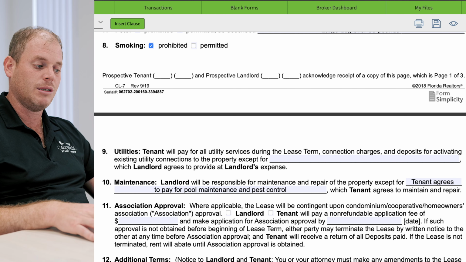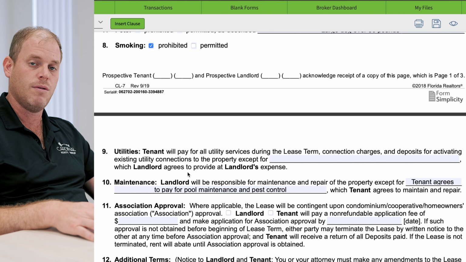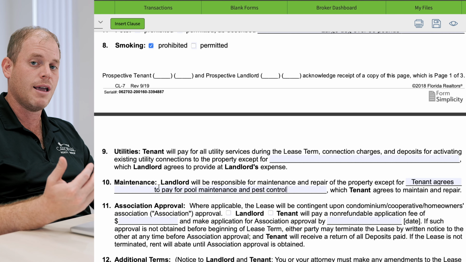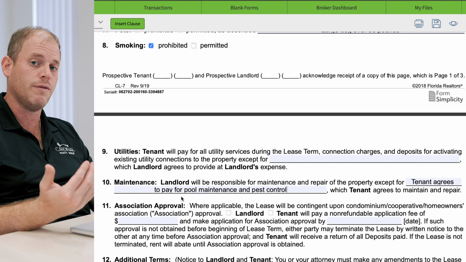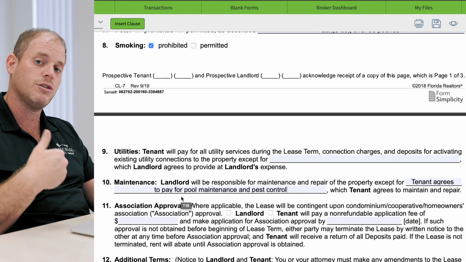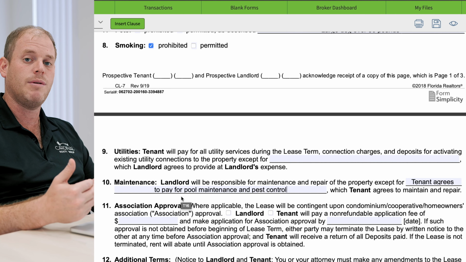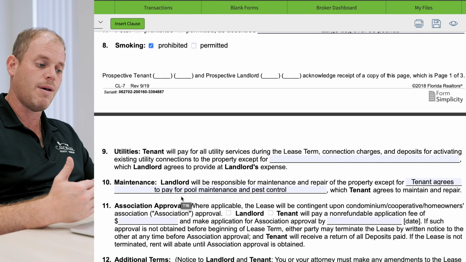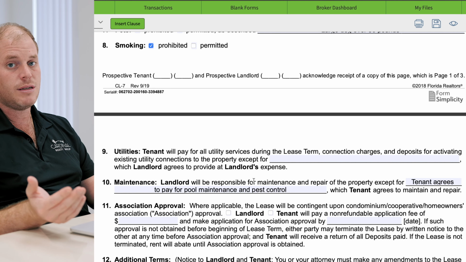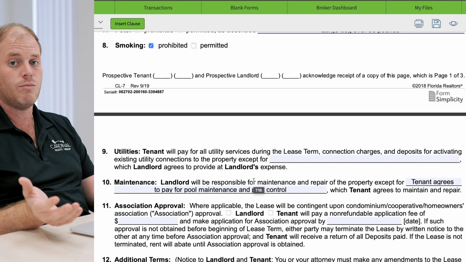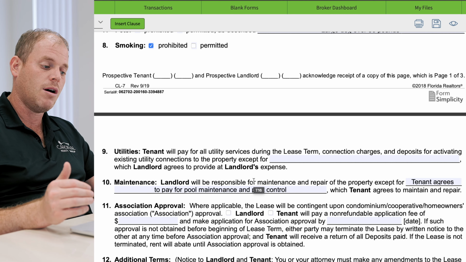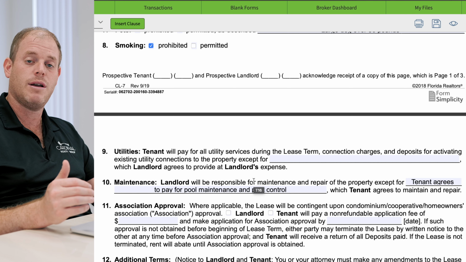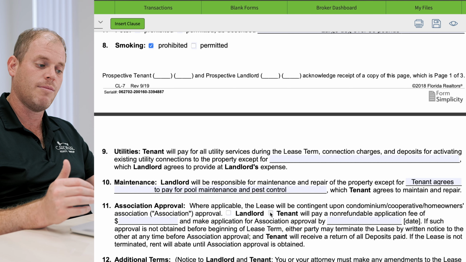Section 11 talks about association approval. Okay, if you're applying for association approval, if you're trying to rent in a condo with an association, most likely you'll need to be approved by that association. So who's going to pay for that application that's not refundable? It's usually $100 or $200 or so. Well, generally the tenant pays for it. Not always, but most of the time the tenant pays for it.